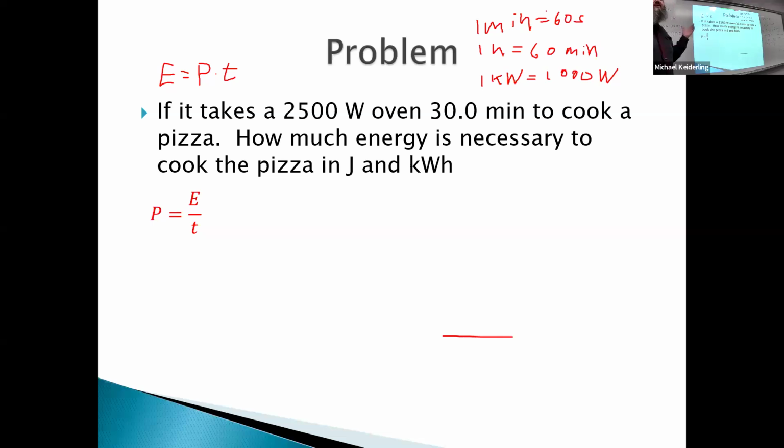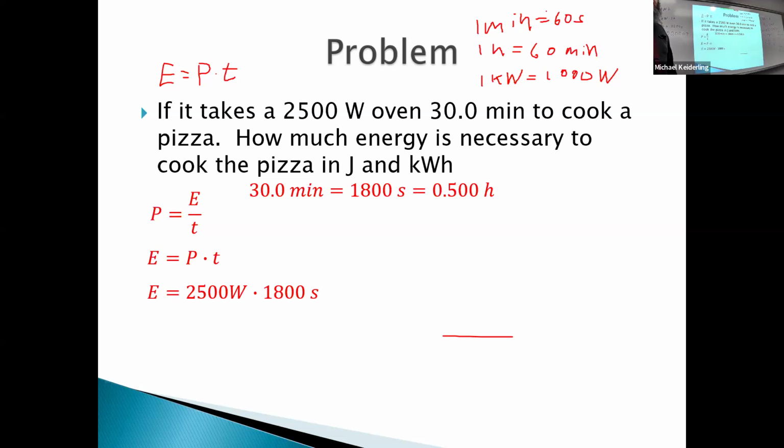So power is energy over time, so energy will be power times time. So let's start by converting the times. 30 minutes is equal to either 1800 seconds or half an hour. So let's start by calculating the value in joules. We have 2,500 watts times 1800 seconds. That's 4.5 million joules, 4.5 times 10 to the 6.